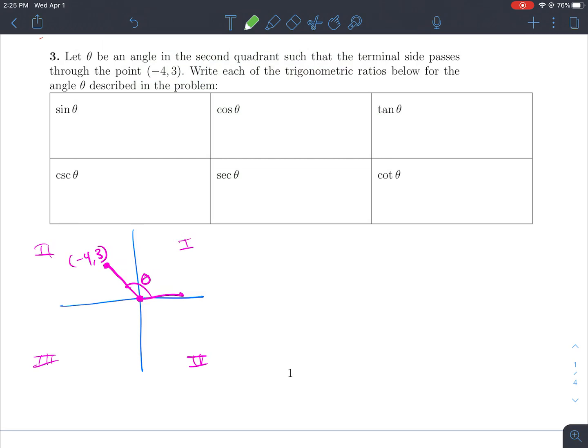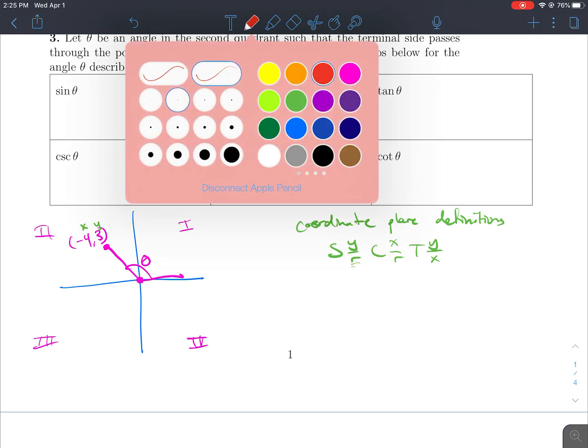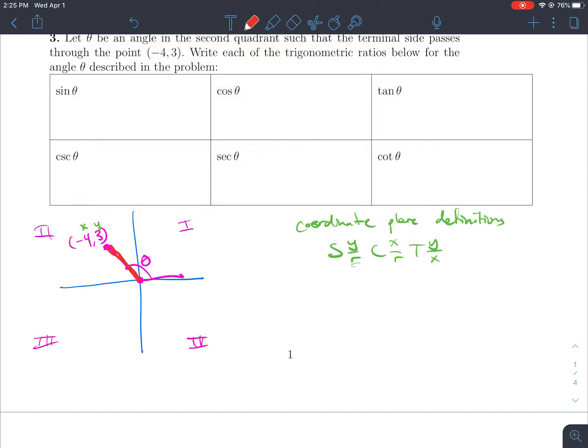All right, so because we have an x and a y coordinate for this one, it makes me think about our coordinate plane definitions. And so the coordinate plane definitions are sine is y over r, cosine is x over r, tangent is y over x, and we derive those in lessons 3 and 4. So we have x and y, we do need r. So to find r is the length of this side.